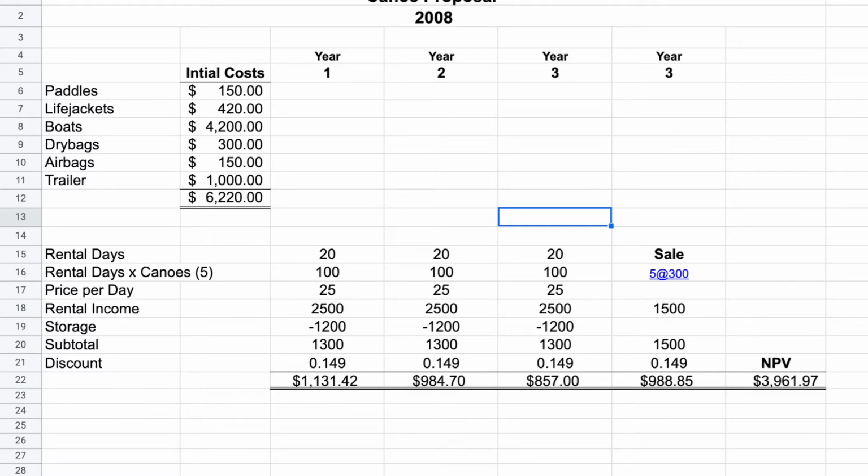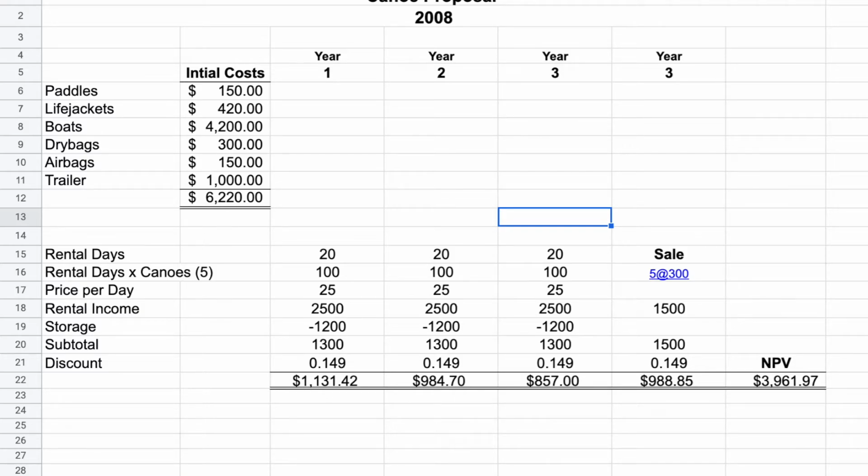And so that makes that $1,300 coming in at the end of the year only worth $1,131 and some change. And then I'm going to discount the second year's cash flows, which is going to make them worth less, which is only $984. And I'm going to discount the third year's cash flow, which, since they'll be discounted 3 times or for 3 years, only makes them worth $857. And then I'm going to discount the $1,500 from the sale of the canoes at the end of year 3, and that's going to be only worth $988.